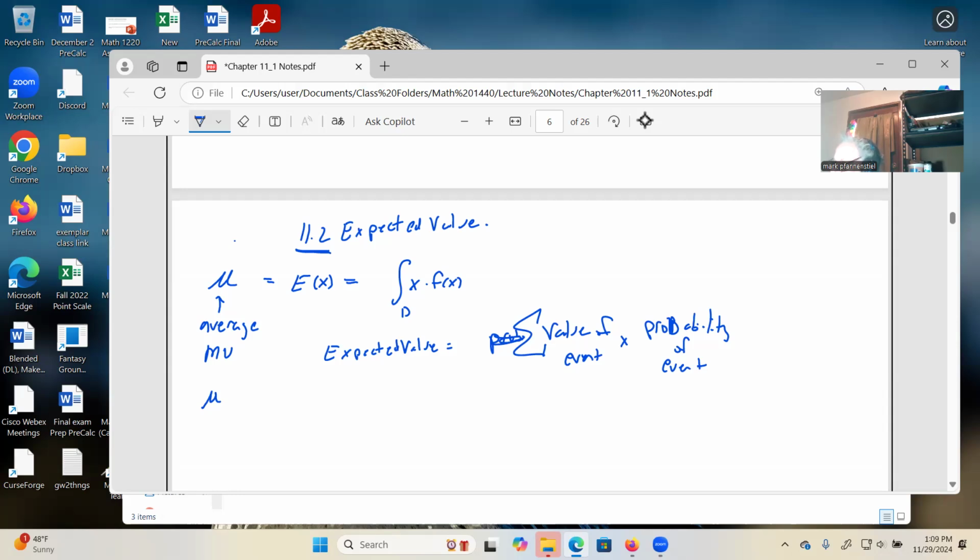Now, this is the discrete case. Again, if you're dealing with dice rolls, this is what you're going to end up with. In calculus, with continuous distributions, that sum turns into an integral. The value of the event we're going to call x. The probability of the event is your f of x. So your E of X, your expected value of x, which again is your average, is equal to your integral, again, over your whole domain of x times f of x.